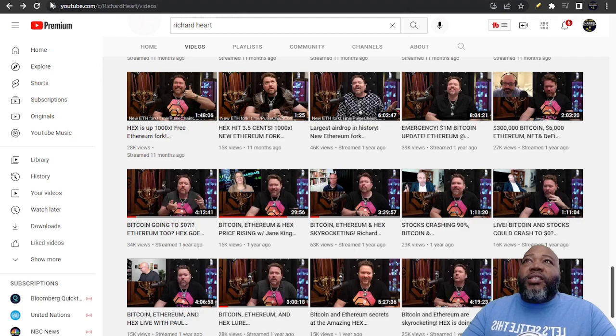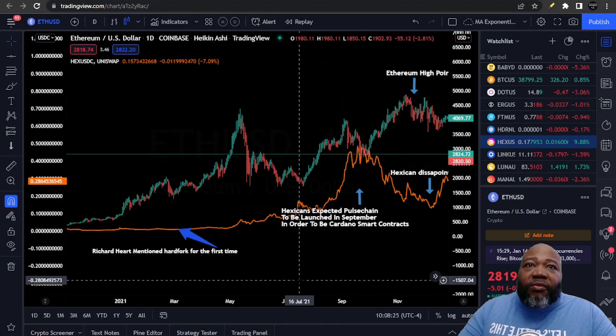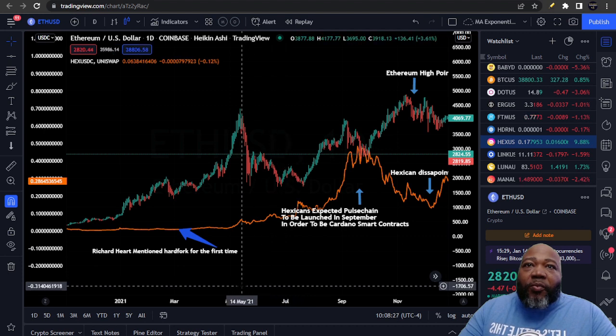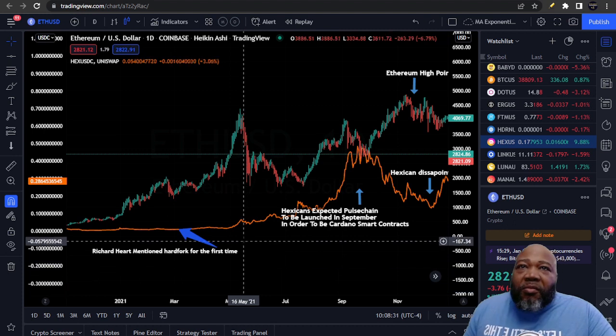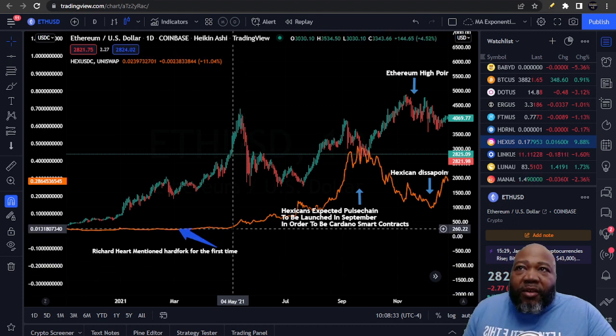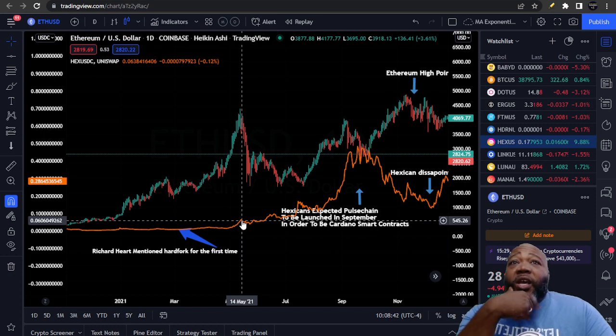All right, so May 16th is when he really started to campaign for HEX, and you're going to notice something right here. Boom, right here, May 14th. What do you know? That's when HEX made a nice little jump up in value. It went from like 1 cent and jumped up to 6 cents, which is astronomical, actually. And then the game started.